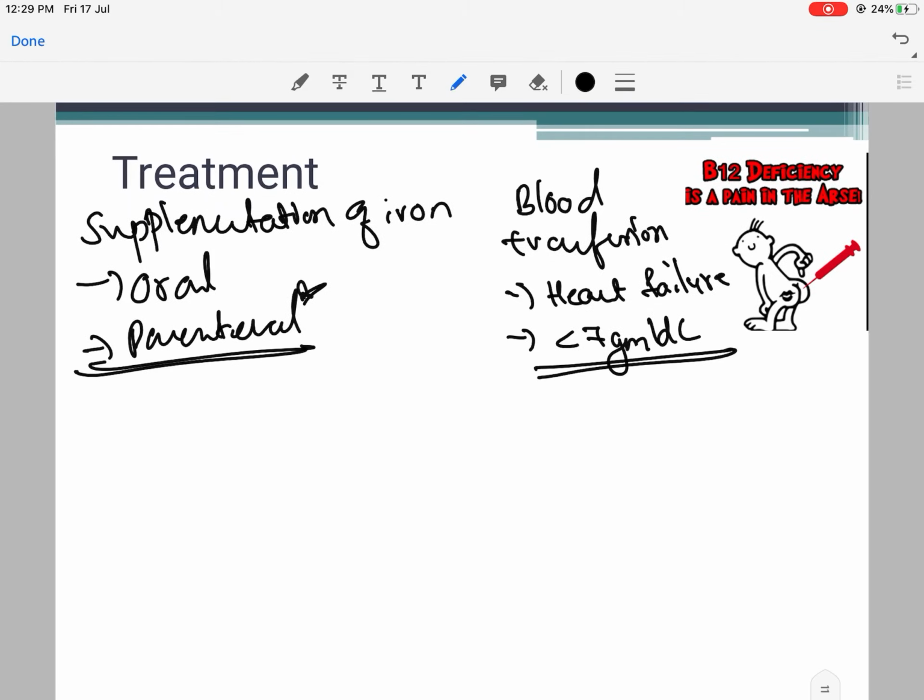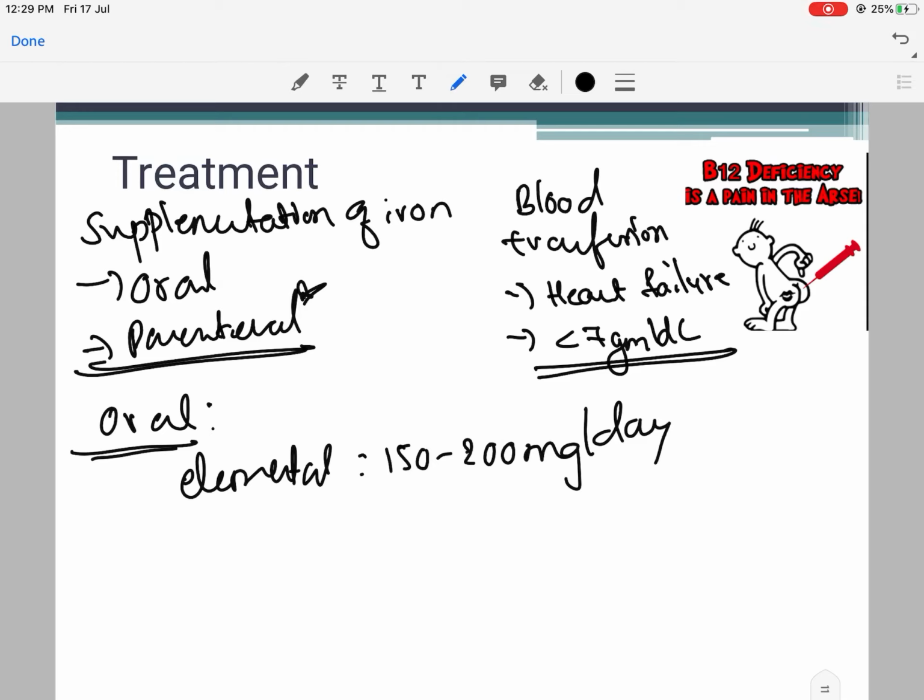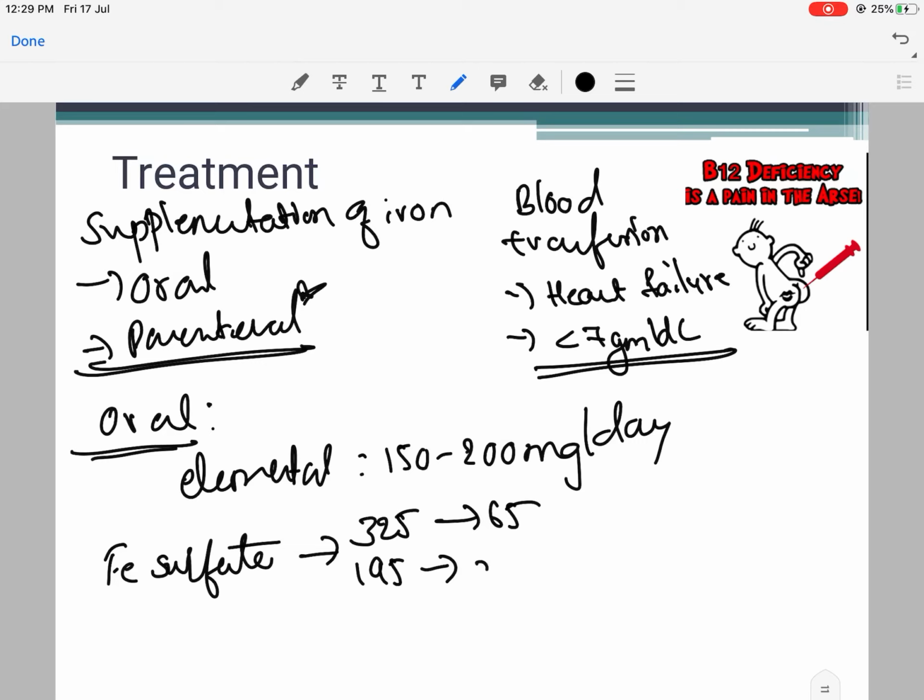So first coming to oral supplementation. The dose of iron we require is elemental iron of 150 to 200 milligram per day. Among the preparations available, one that we write is ferrous sulfate. Ferrous sulfate is available in two doses, 325 and 195. 325 will give 65 milligram and 195 will give about 39 milligram. What is available in most hospital pharmacies is 325 milligram, which gives 65.